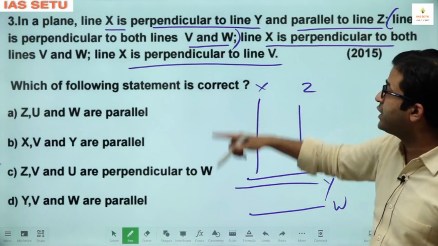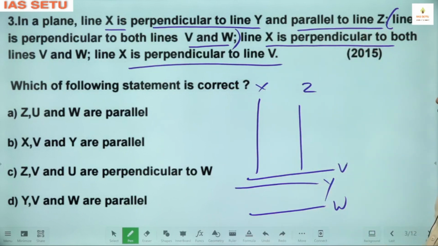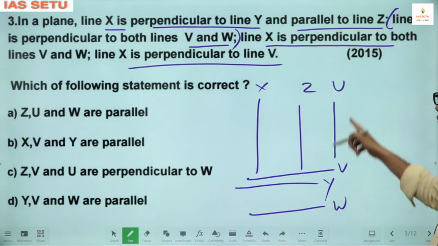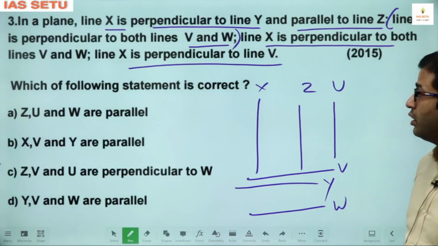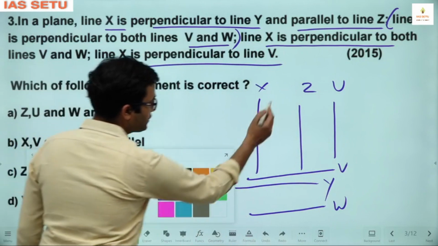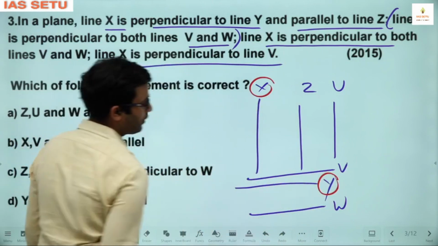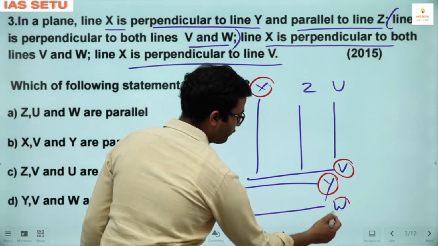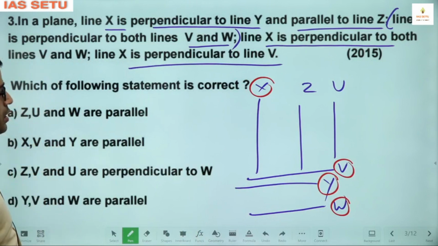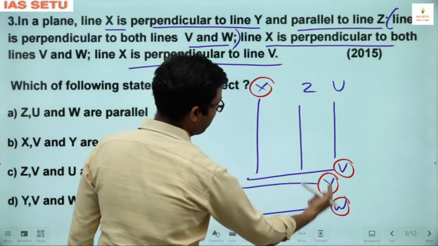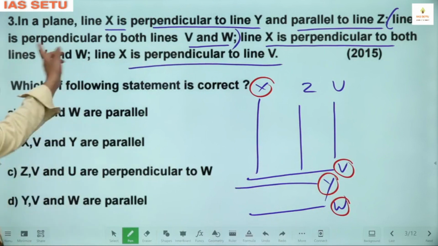Now the second information, line U is perpendicular to both V and W. So U will be like this. U has to be perpendicular to V and W. First is X perpendicular to Y. Second is X perpendicular to V and W. And next is U is perpendicular to both V and W. Z is parallel, mentioned in the first line.